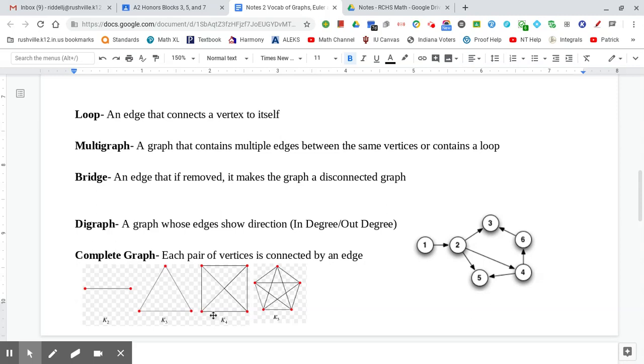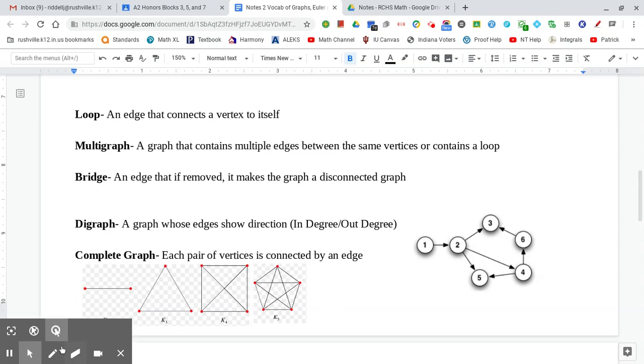A K4 graph has four vertices, and each is connected to each of the three others, and a K5 graph, and so on. As you can imagine, a K10 graph has 10 vertices, and that would not be very fun to draw because you're connecting each vertex to the 9 other vertices.